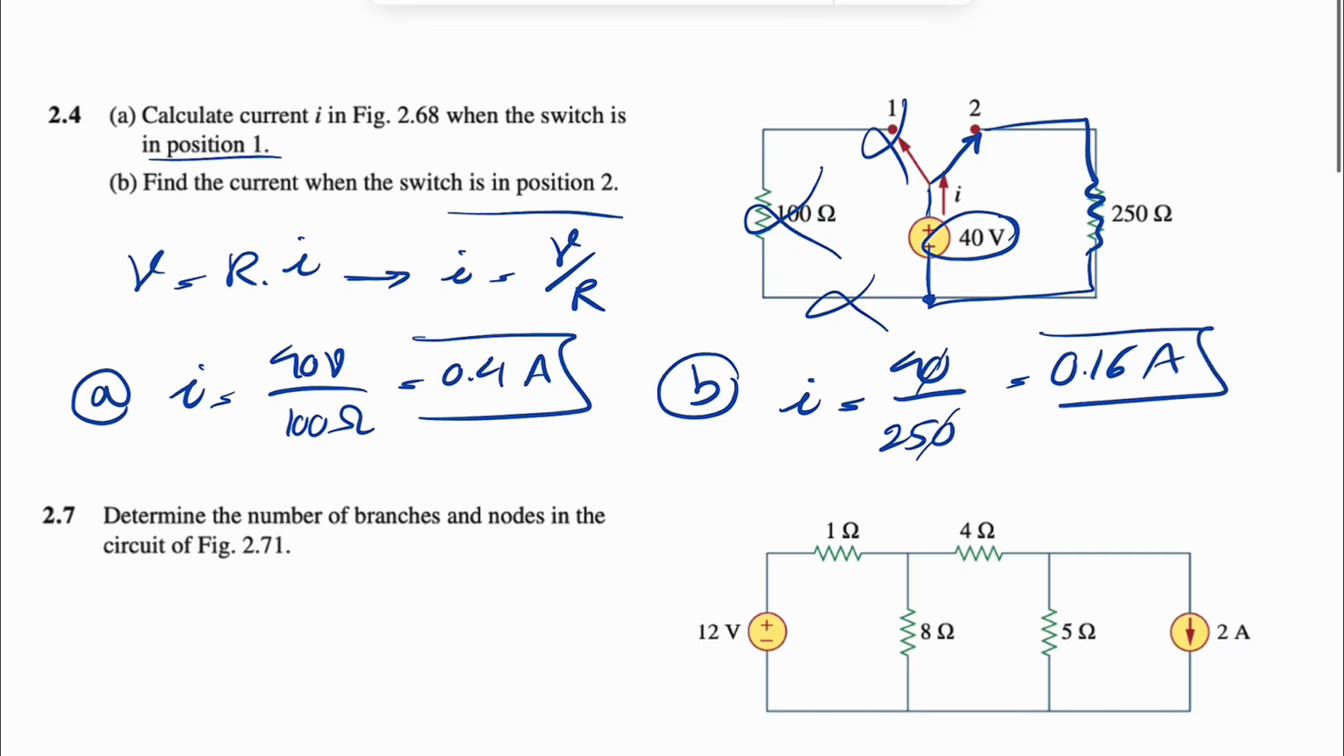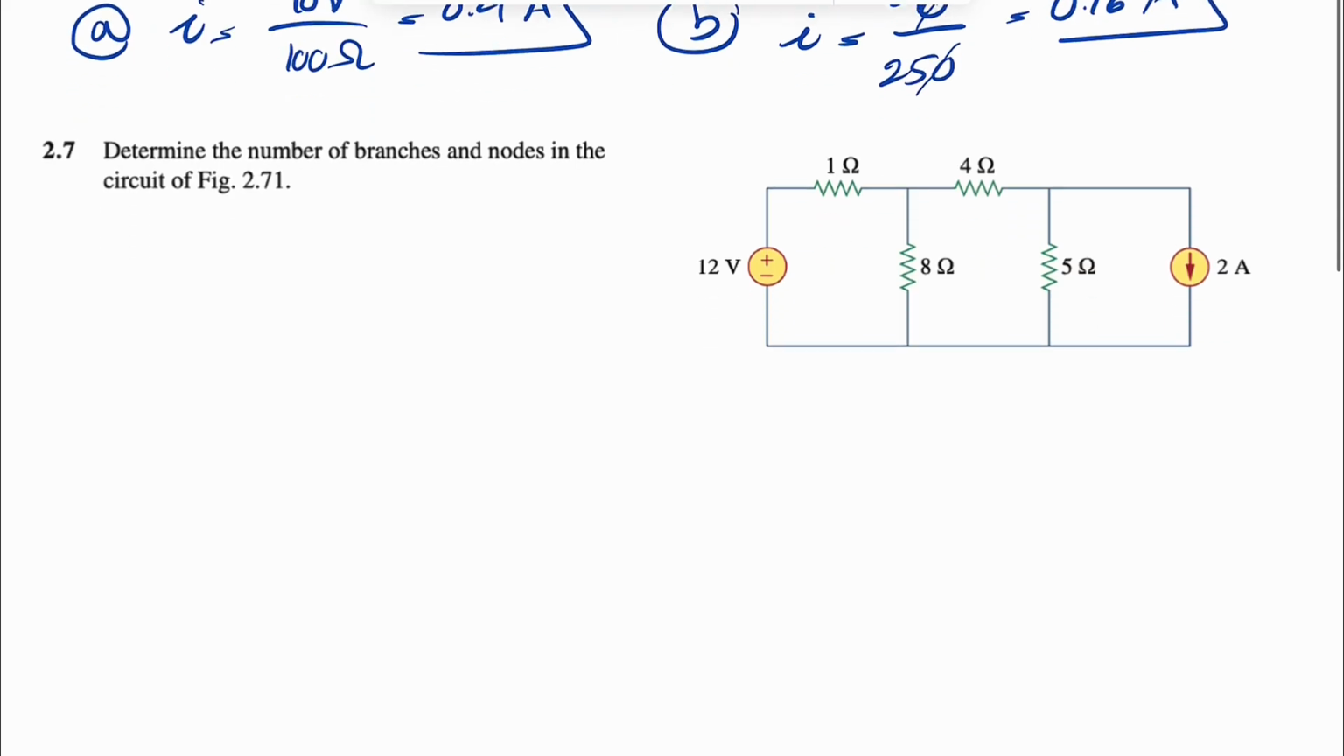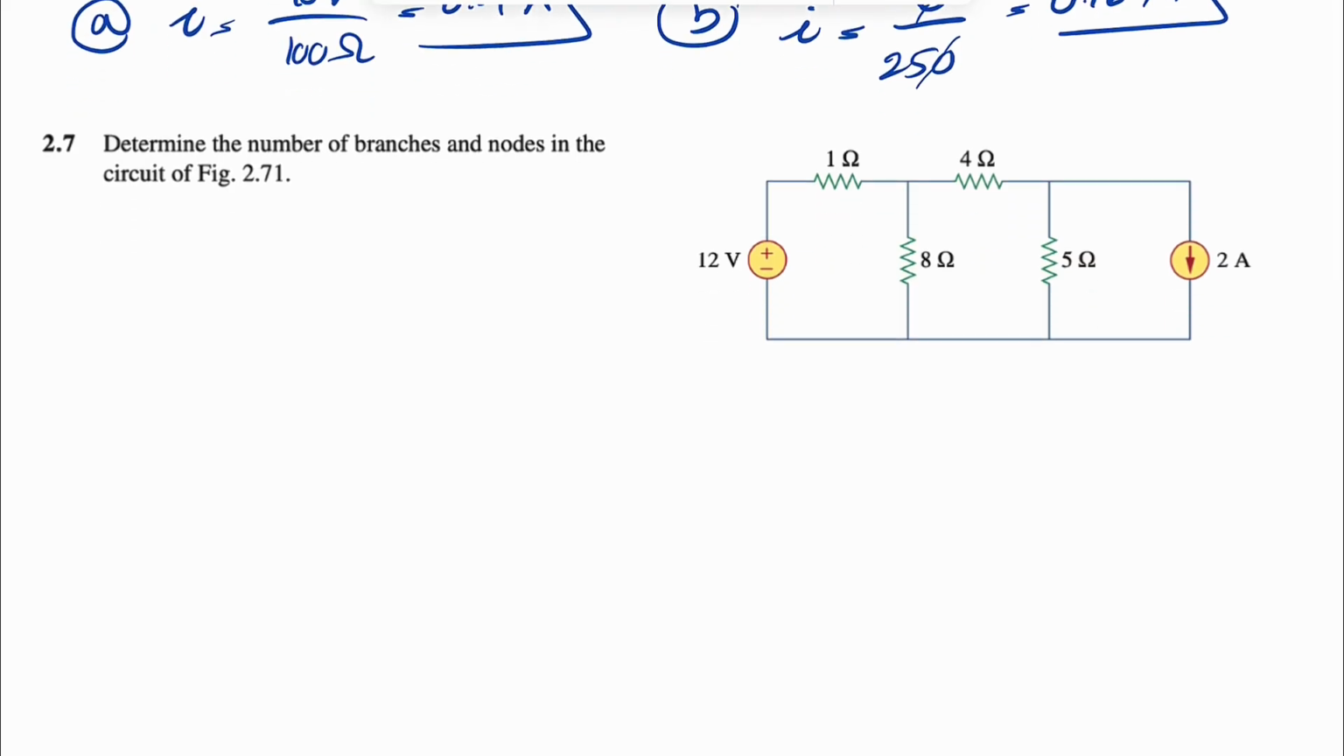So that's pretty much everything for question 4. Let's move on to question 7. We need to determine the number of branches and knots in the circuit on the right hand side. For finding the knots, we can start with branches actually. A branch represents a single element such as a voltage source or a resistor. So whenever we see one of these elements, that would be one branch for us.